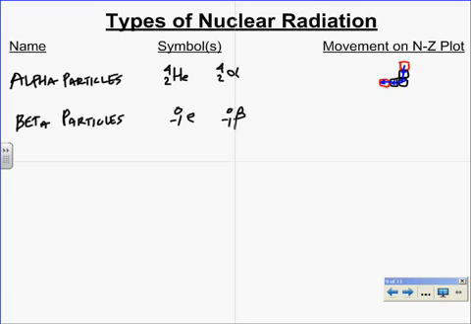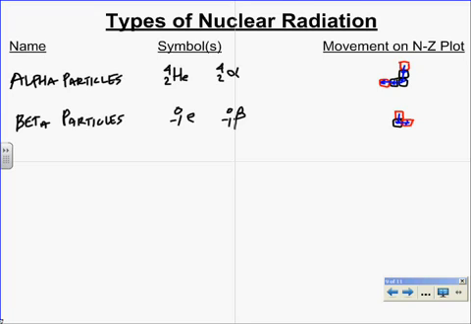And on the NZ plot, if you start off in this square right here and you give off a beta particle, what happens is you go down 1 square and then to the right 1 square. You lose a neutron and gain a proton, which means you go down 1 and right 1.